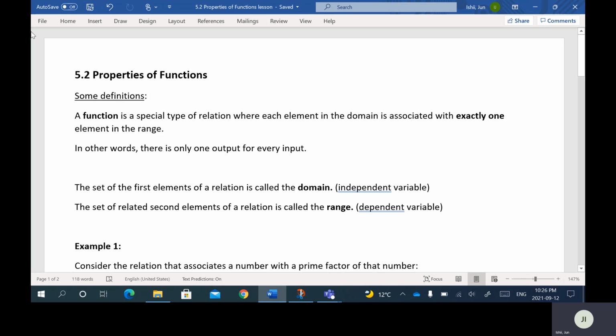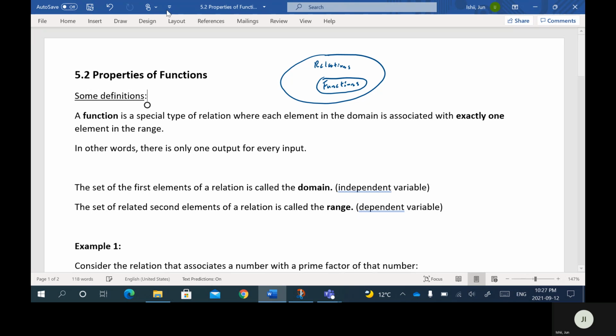The first thing I want to make you aware of is, let's say we have a group. These are all the possible relations. The first thing I want you to realize is that functions are a subgroup of relations. So all functions are relations. However, not all relations are functions. Again, functions are a special type of relation.